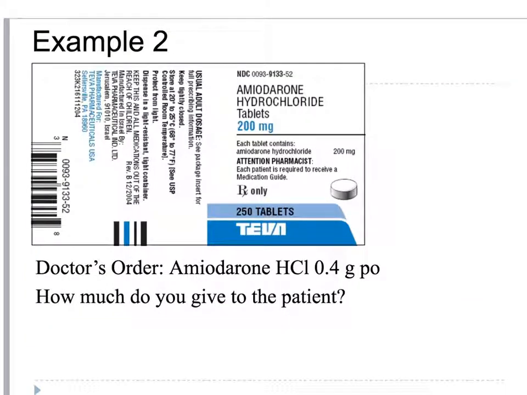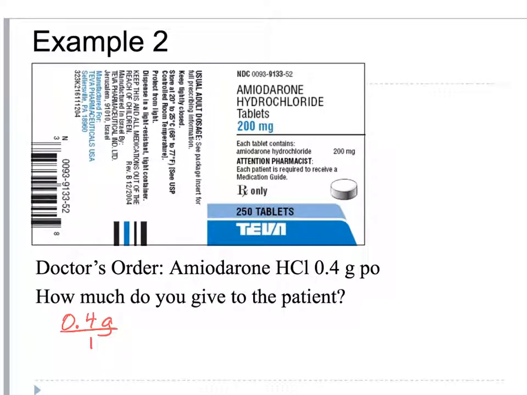Example 2. Our doctor's order is given for 0.4 grams orally. How much do you give to the patient? So when it's asking how much do we give, we're looking at how much do we give for 1 dose. So I'm going to start with my order, which is 0.4 grams. We'll put that over 1.